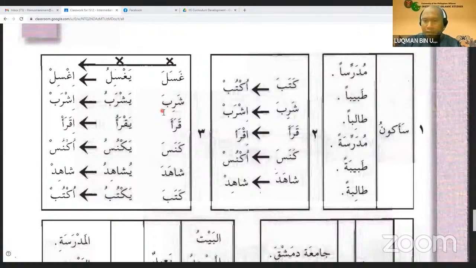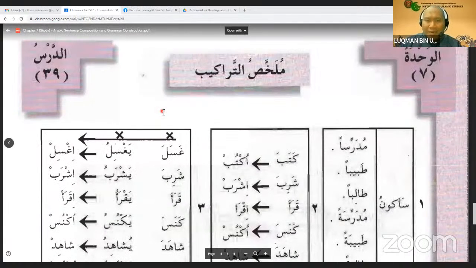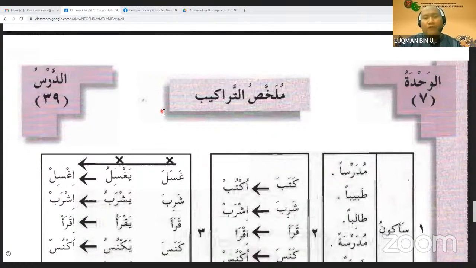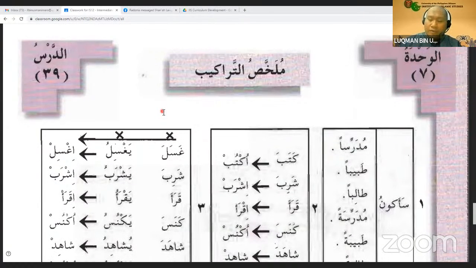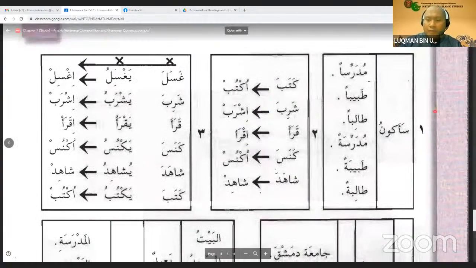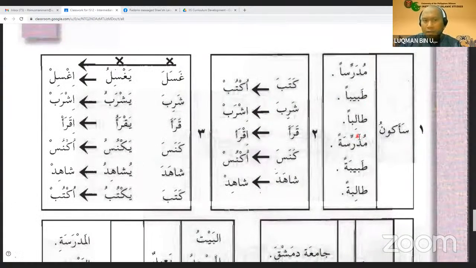Okay, so let us read the summary, the mulakhas. This is very important. You have to be very familiar with this. You have to read this out loud many times so that you will be able to hear the correct grammar or the correct construction of sentences. Okay, so let's start with the first box. Iqra badi. Read after me. You just let your mic stay muted.